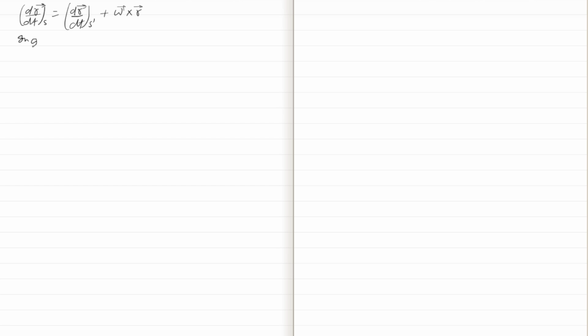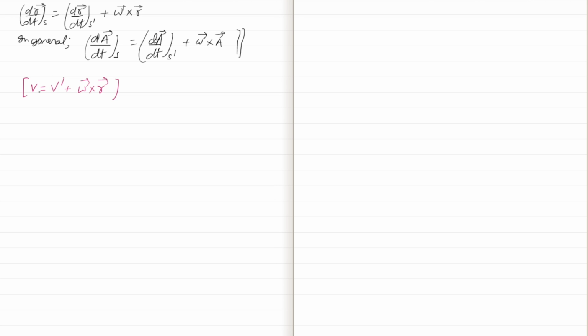So in general, for any vector, we can write dA vector by dt with respect to inertial is equal to dA by dt with respect to S dash plus omega cross A vector. So we will be going to use this expression in our later part of the derivation. So coming back to our velocity relation, we had v is equal to v dash plus omega cross r vector. So this is the relation between velocity of object with respect to the inertial frame is equal to velocity of object with respect to the rotating non-inertial frame plus omega cross r.